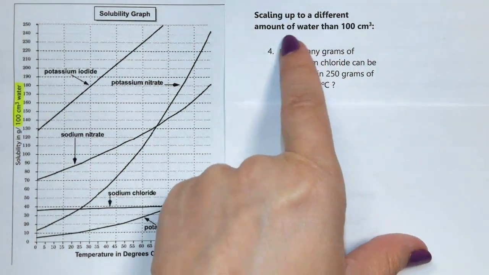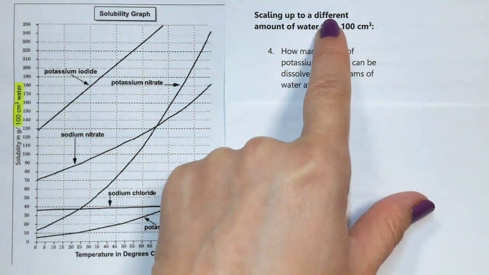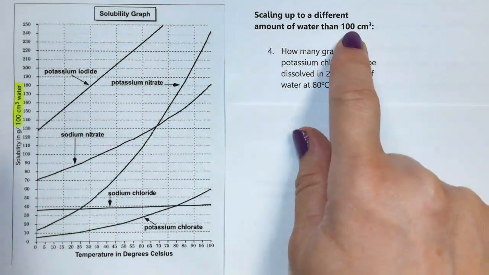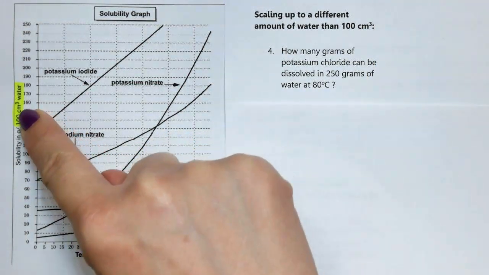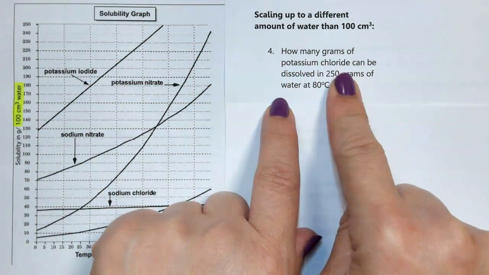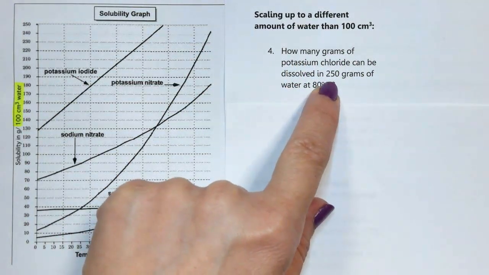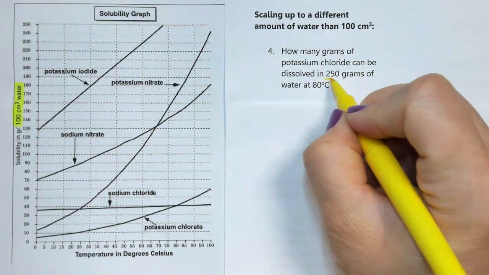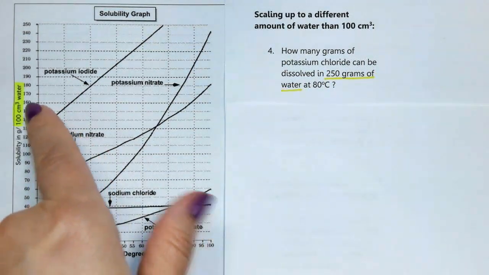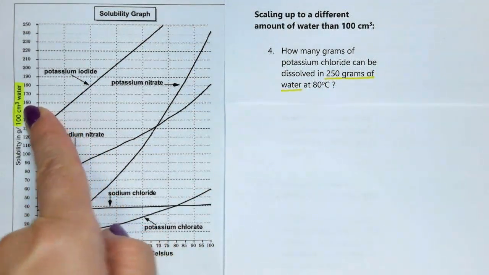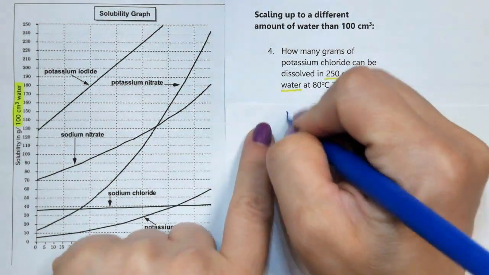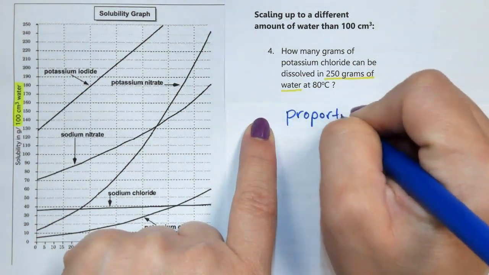In this example, we have to scale our amount that makes a saturated solution in a different amount of water than 100 centimeters cubed. We know this when we read the question and it says how many grams of potassium chloride can dissolve in 250 grams of water. Because it says 250 grams of water as opposed to 100 grams or centimeters cubed, same thing, of water, we are going to have to do a proportion to solve this problem. So a proportion is going to be needed.